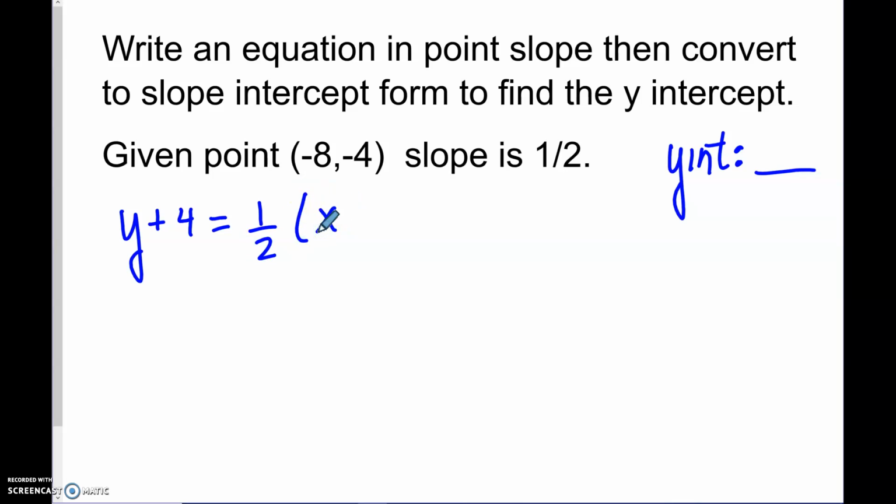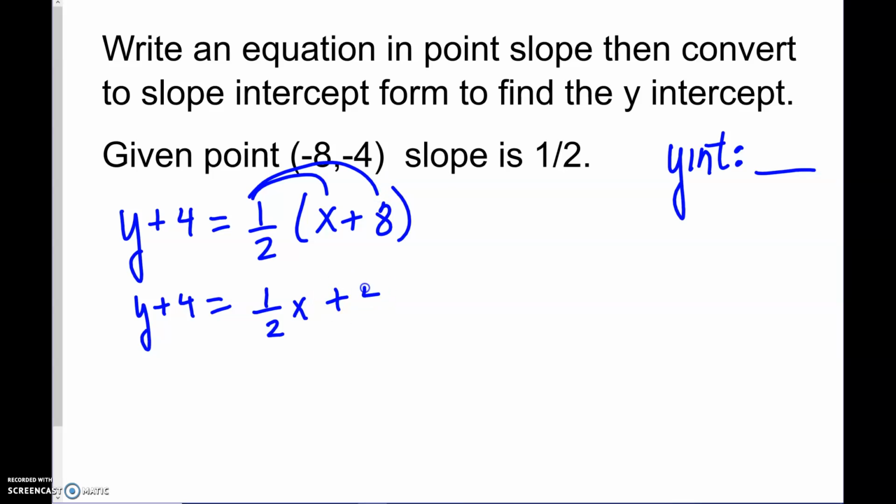And x, and what number do we write next? And we write a plus 8. So there's our point-slope form. Now I'm going to put it in slope-intercept form. So I'm going to distribute first, and 1/2 times x is 1/2 x. Now, what's 1/2 times 8? And we get a plus 4.